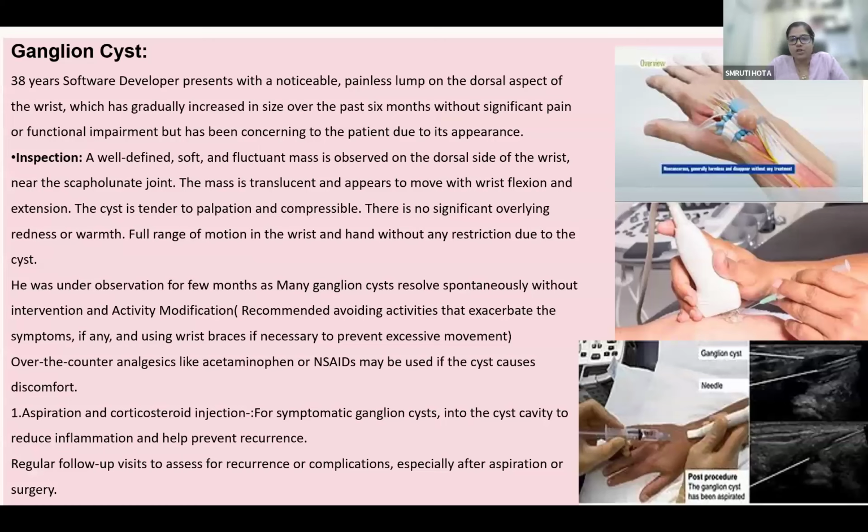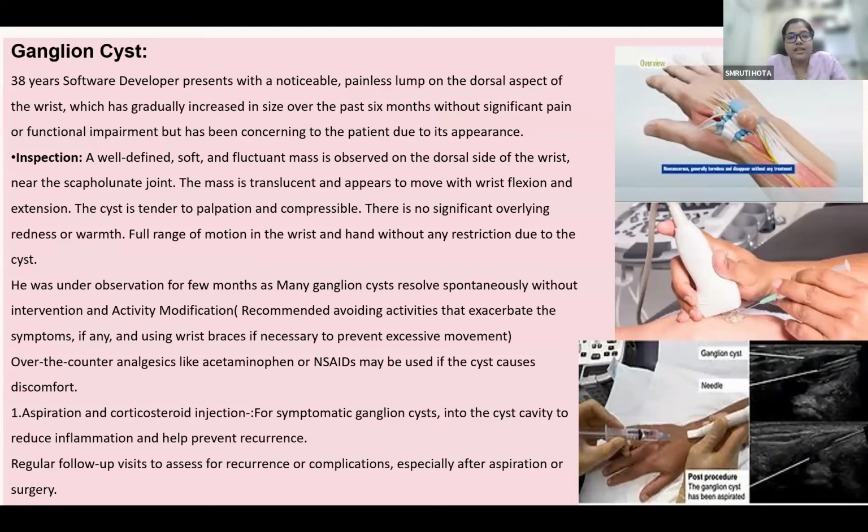Then coming to the third case, ganglion cyst. Ganglion cysts are also common. These are also cases you must be seeing in your daily OPD, but patients usually do not come because these are painless lumps. Unless and until there is a symptom, they won't come to you. And if somebody is concerned about cosmetic reasons, the looks of their hand, they won't come.